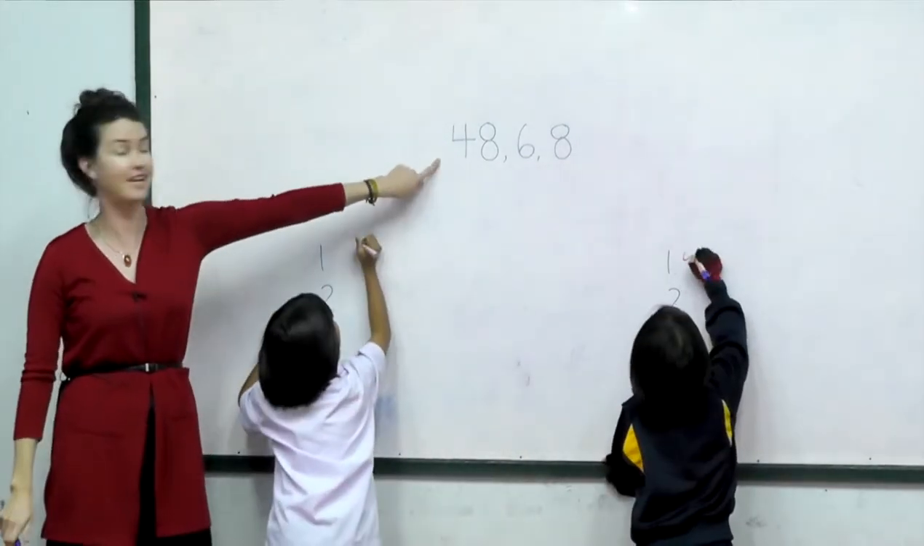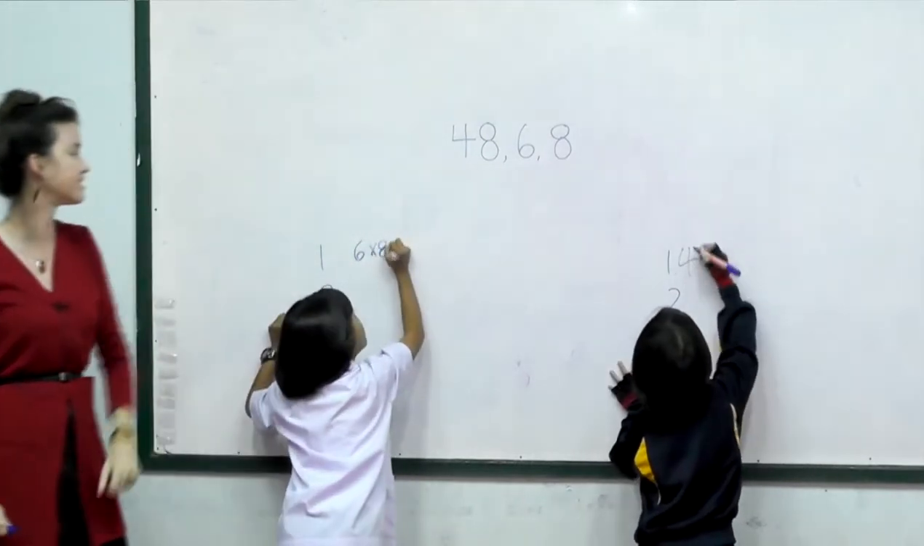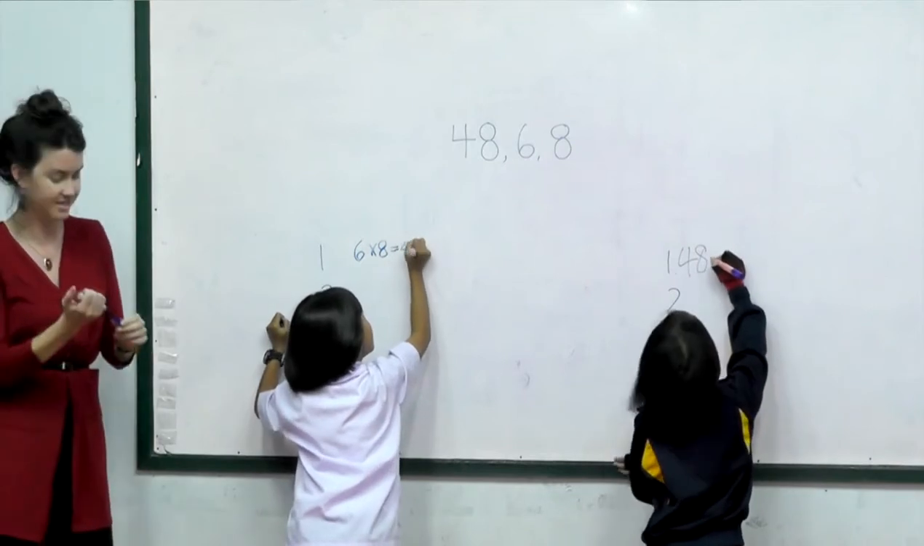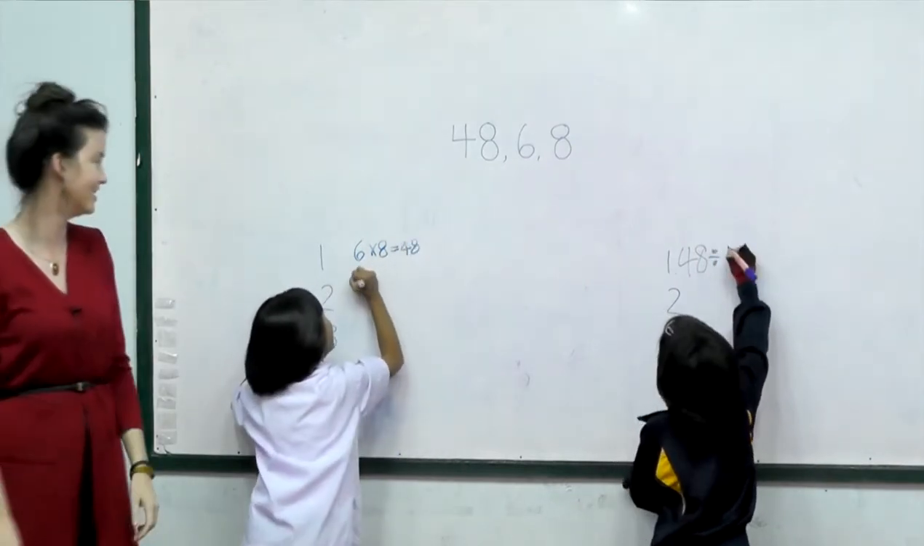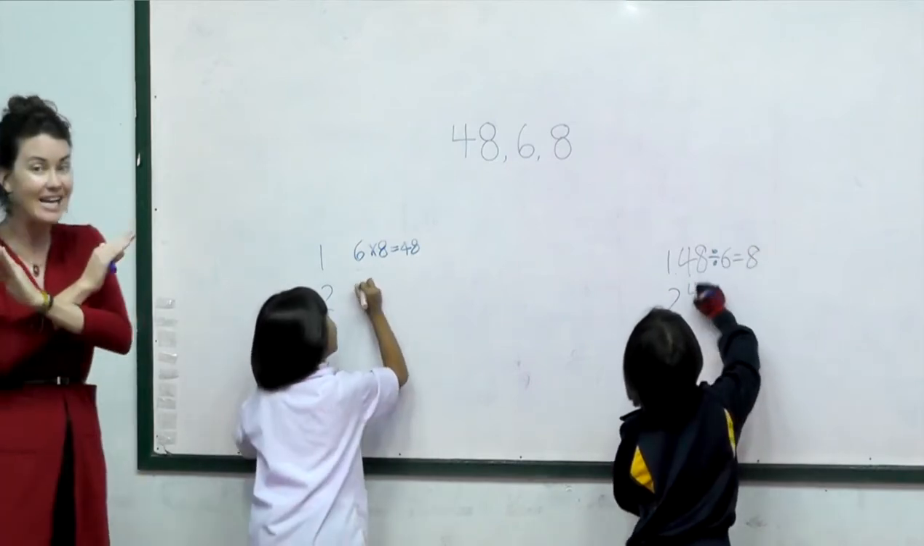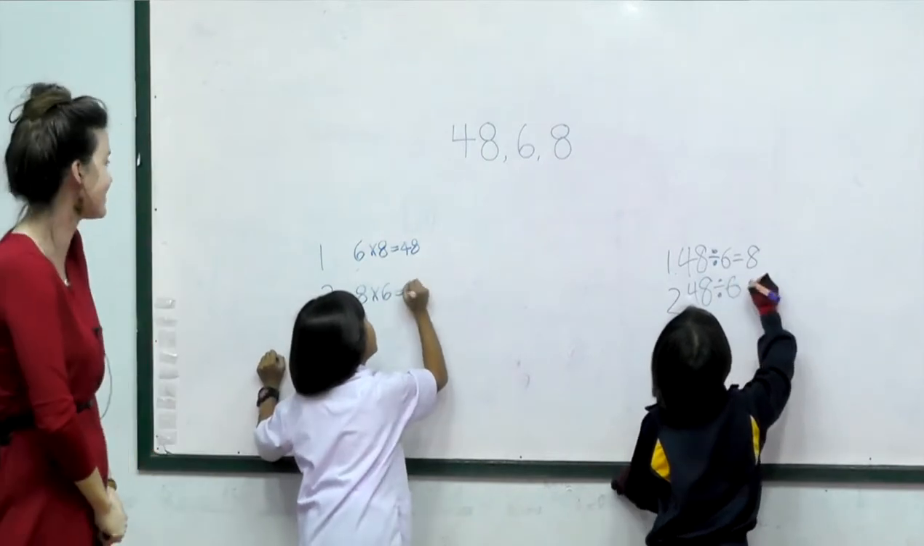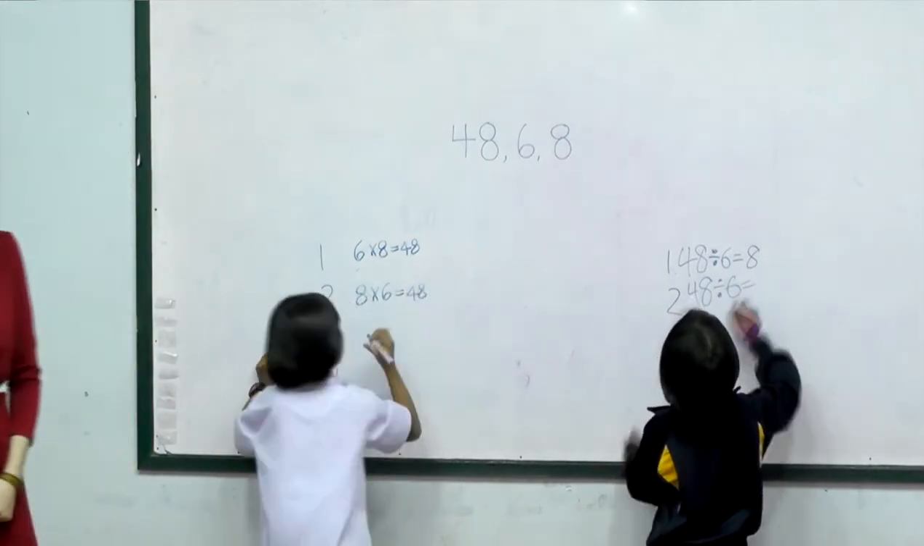What numbers do we have, friends? 48 and 8. Okay. They're going quick. One is starting with times, another is starting with division. Oh, they're so close.